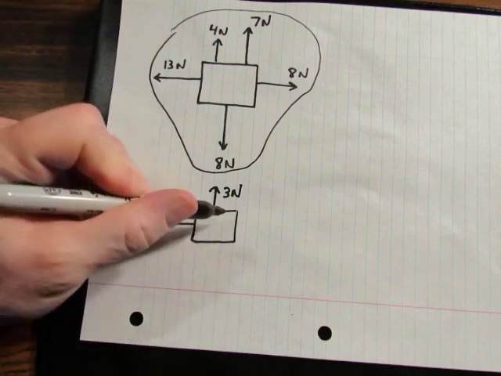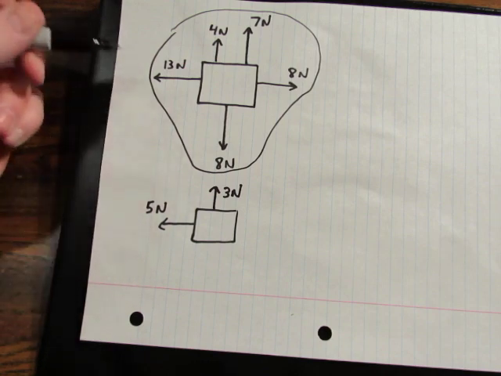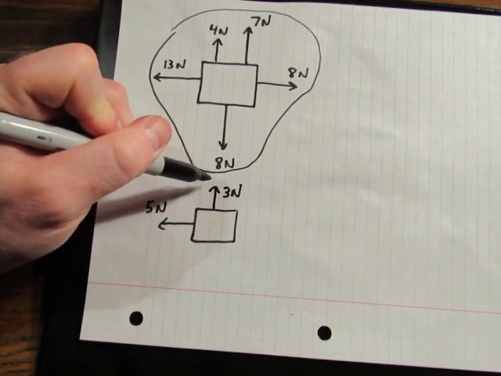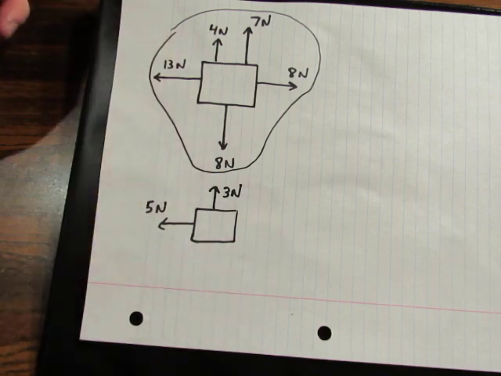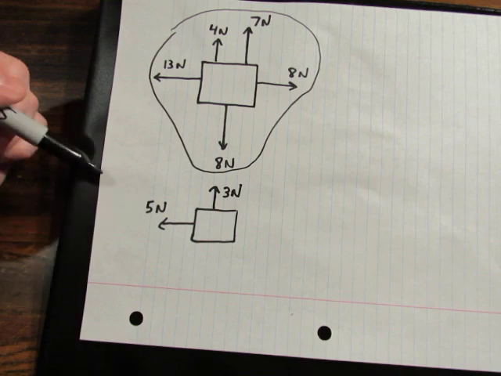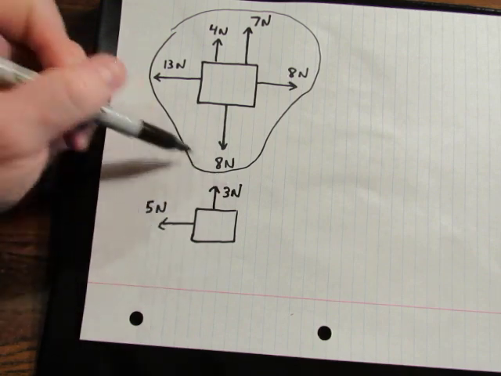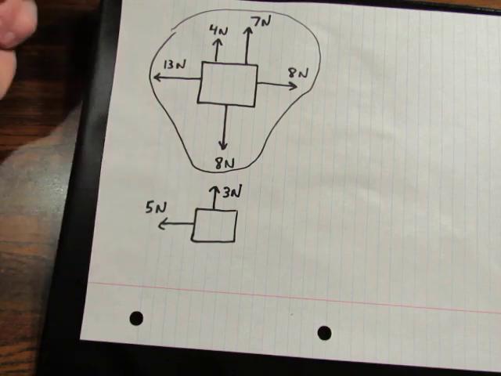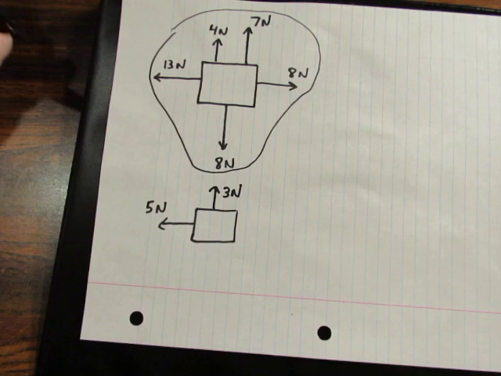Again, try to imagine this is an object. If you're pulling it to the left with 5 newtons and somebody at the same time is pulling it up 3 newtons, and the box eventually moves, it's not going to move in the upward direction or the left direction. It's going to be some combination of these 2. It's going to be somewhere up here in the upper left-hand corner of the diagram. So what we want to do is get an exact answer for that.